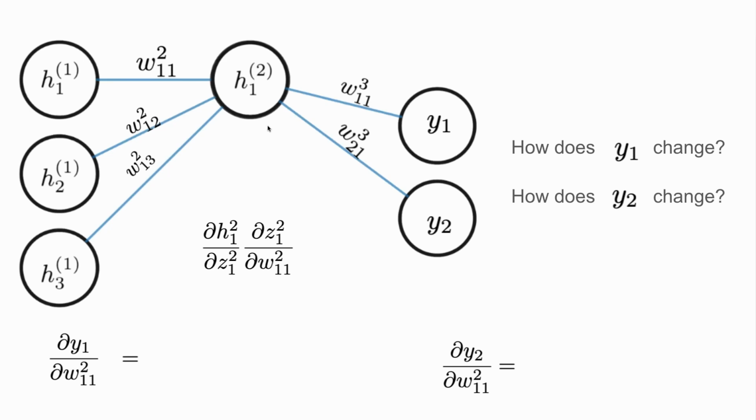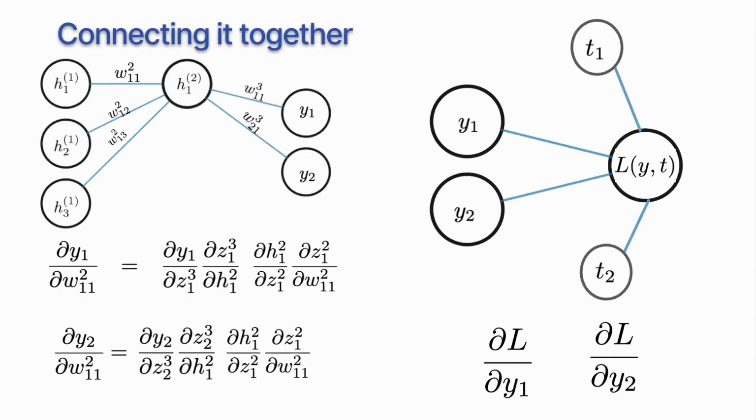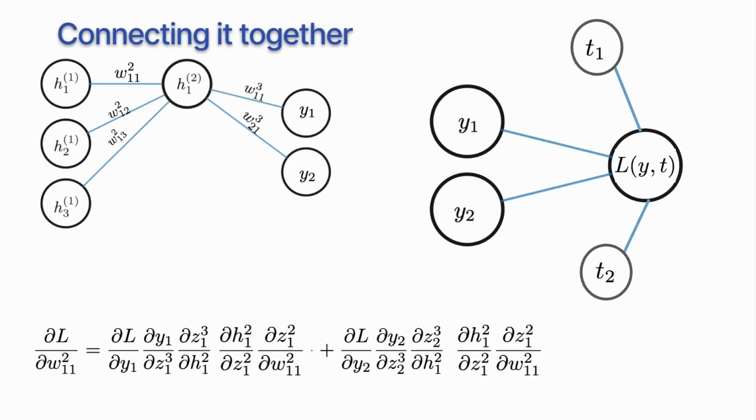Again, H1 is the only thing that changes as our weight changes, okay? Not these weights. And since y1 is a function of H1, it'd be like this. And then we want to connect it all together, so we multiply it all together, and we get this function. Again, all you're doing is summing over the possible paths to affect L. There's two paths that can affect L: y1 and y2.